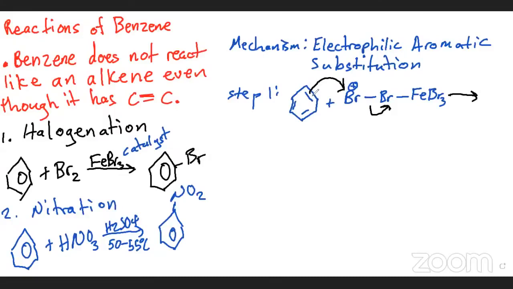Remember, whenever you're moving a pair of electrons, you must use curved arrows. In reaction mechanisms, you have curved arrows and you have fish hook arrows. When you're moving a pair of electrons, it's the curved arrow, and you start from where the electrons are. So we're moving a pair of electrons from the double bond to this bromine. That is why you have the movement like that.